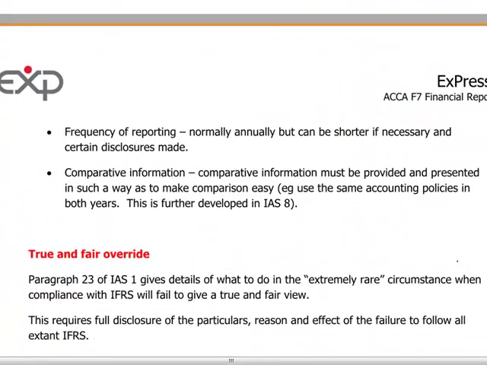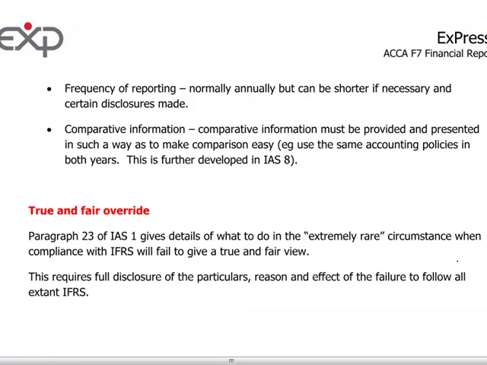Frequency of reporting is also covered by IAS 1, and that includes normally an annual report, shorter if necessary, and certain disclosures will be made. So for instance, if we are traded on a stock exchange, we will also follow their regulations and produce quarterly accounts. Comparative information in respect of the previous year should be presented in order to ease the comparison from one year to another or between companies.